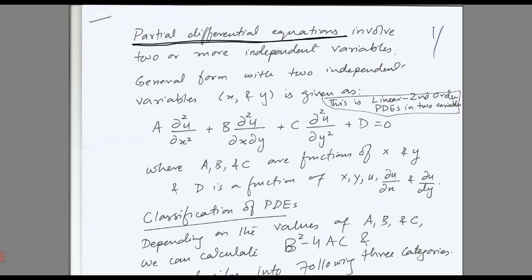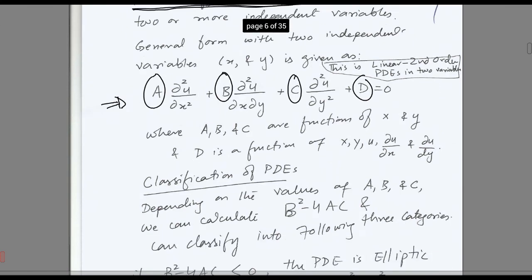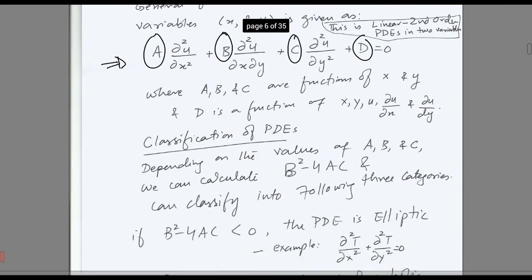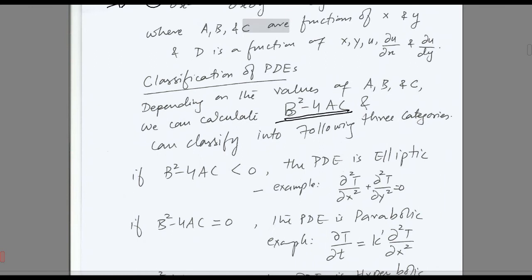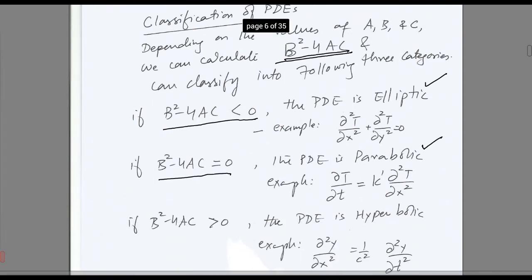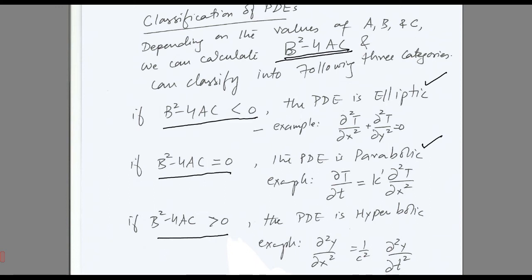So this is the general form for that one, where we have arranged the terms so that we have A, B, C, and D. Why have we done it? Because by using this form we can calculate the B square minus 4AC term. If it is less than 0, the partial differential equation will be called elliptic. If it is equal to 0, the partial differential equation will be parabolic, and if it is greater than 0, the equation will be hyperbolic.